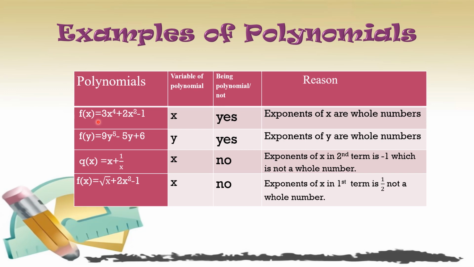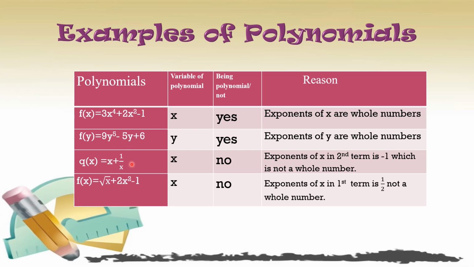For example, if I consider f(x) as 3x^4 plus 2x^2 minus 1, in this question what will be the variable of this polynomial? x, because throughout we have x over here. Is it a polynomial or not? Answer is yes, it is a polynomial. Reason is the degrees or the exponents of x are whole numbers. See, here it is 4, here it is 2. So yes, it is a polynomial. In the next question, it is a polynomial and it has variable y, and the reason is that exponents are again whole numbers over here, 5 and 1, they are whole numbers.